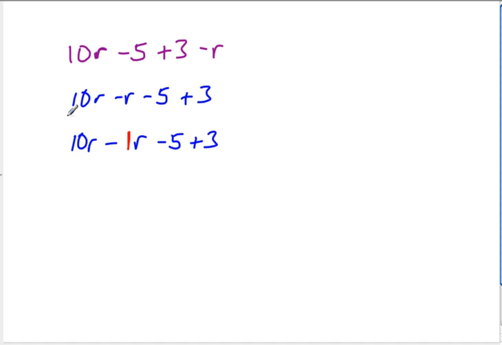A lot of people, when they look at this, think 10r minus r is just 10. Okay, that would be an incorrect assumption. What you're really doing is 10 minus 1 and then putting an r on the end of it. So it's actually 9r. And then a negative 5 plus 3 we know is negative 2, so we just call that a minus 2.